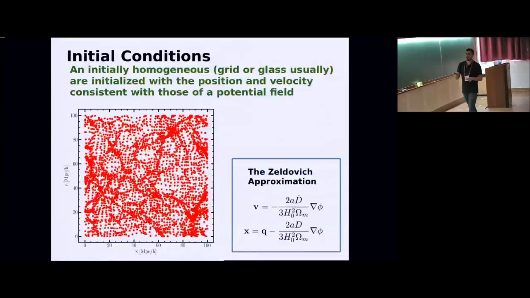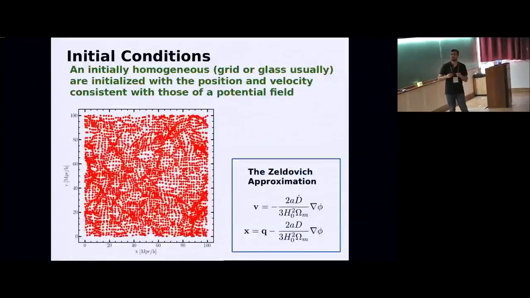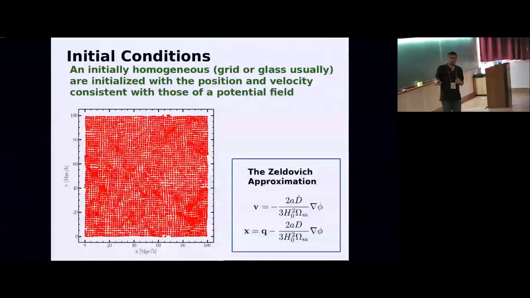This is actually a realization of particles that I started moving using the Zeldovich approximation. Now you can see that initially they were very homogeneous, and they start moving. First, if you focus on a given particle, it always moves on a straight line.